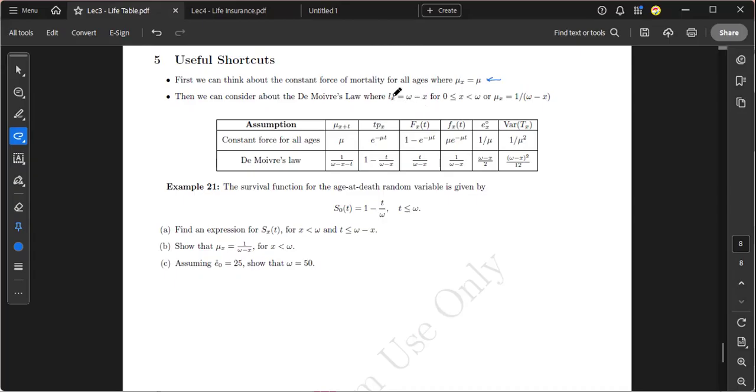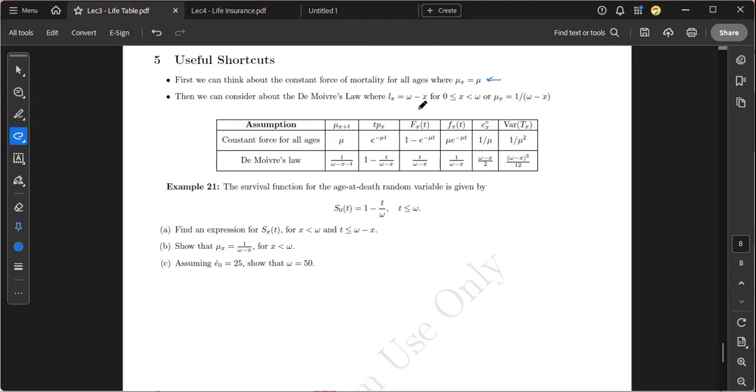So the number of survivors means the gap between the maximum and x. So the density is 1 over this maximum number. And these are the corresponding functions for force of mortality under these two laws.